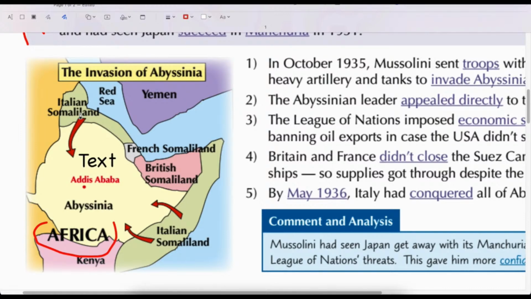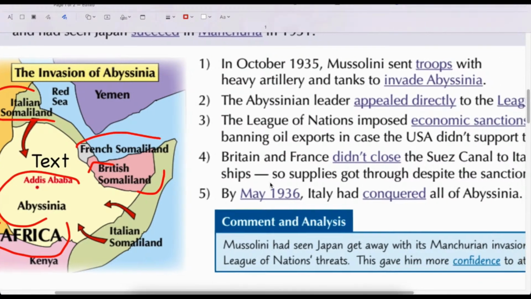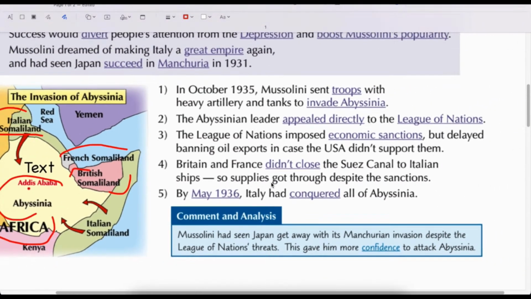So here we have this Italian Somaliland, which was probably an area that was conquered by the Italians, and also we have a French one here, a British one. I believe that all of these parts here are colonies. Okay, so of course they took this place here, and now we know that it's about Africa. Yeah, so coming back here to this side, right?